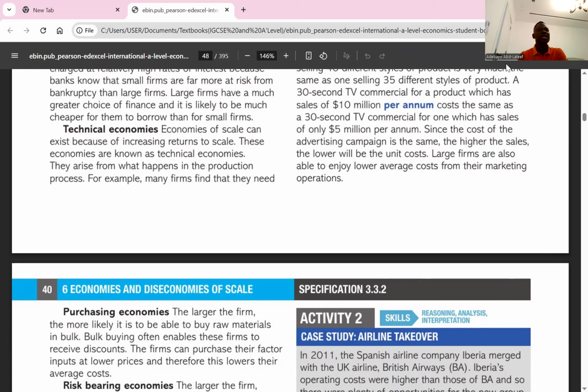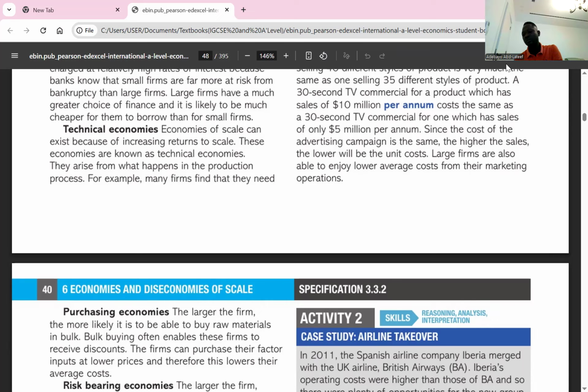Mostly this will occur based on the fact that the firm has the financial capability to purchase equipment and machines that bring about efficiency. A large firm has the financial capability to buy the latest or sophisticated equipment. Yes or no? Yes. They have the ability to invest in the latest technology, and this will bring about increasing returns to scale. So due to the fact that a firm has the capability to invest in equipment and machines that bring about increasing returns to scale, the firm is witnessing what we call technical economies. Do you understand technical economies here? The ability of a firm to invest in equipment and machines that bring about increasing returns to scale. That is technical economies.